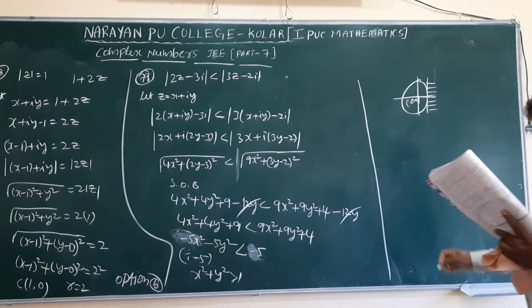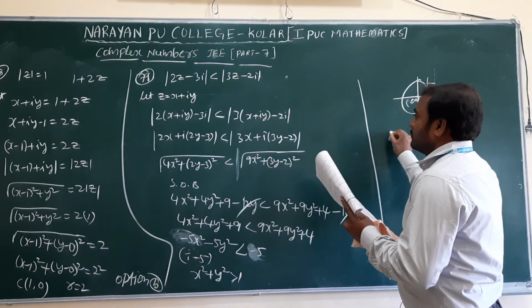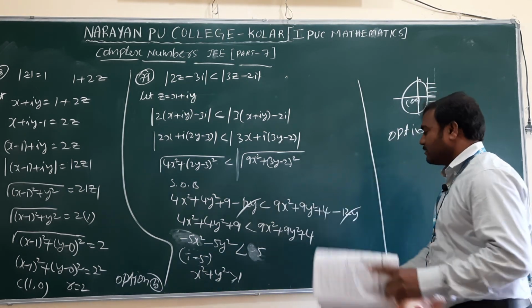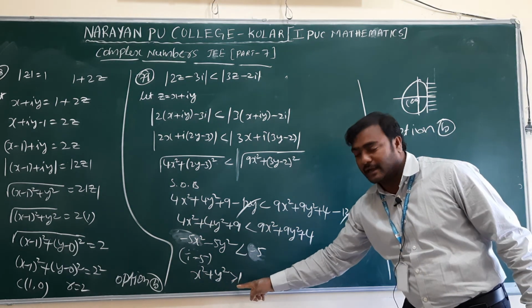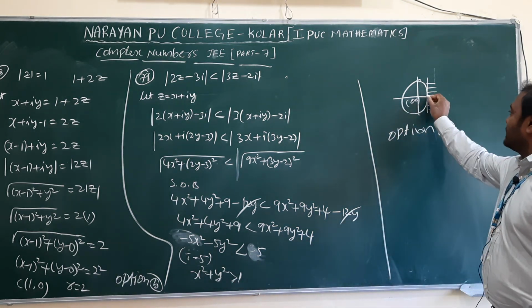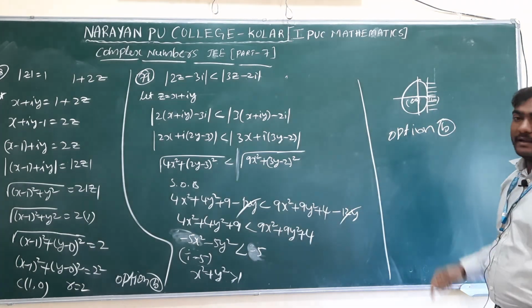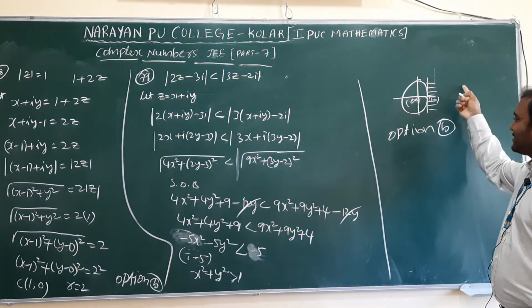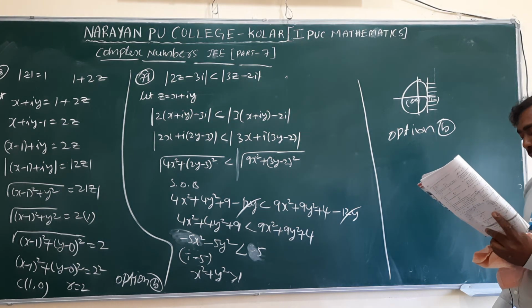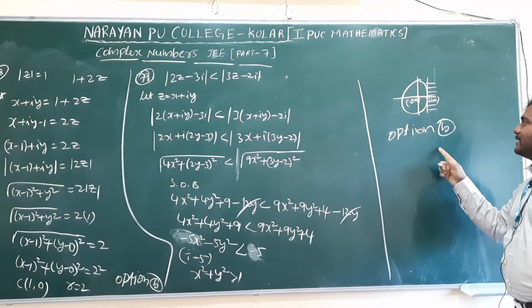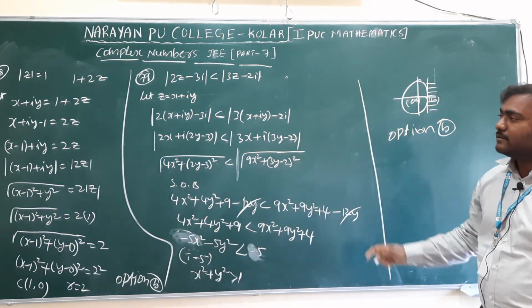Here option B is the correct option, because the values given are greater than 1. It is a unit circle. It is always greater, so we are getting the exterior of the circle. The option B is the exterior of the unit circle with center at 0. Option B.